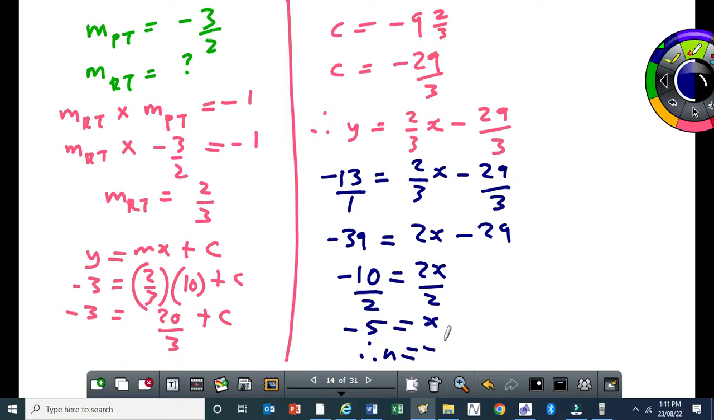Therefore, n is equal to -5. I have shown that indeed n is equal to -5. 2 methods that I have shown.